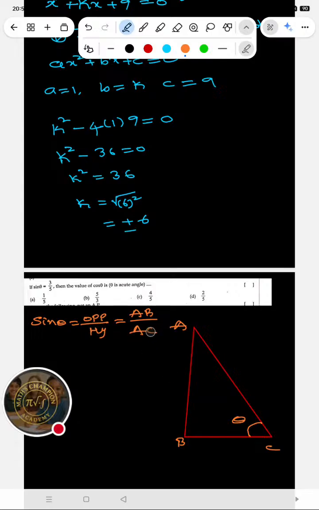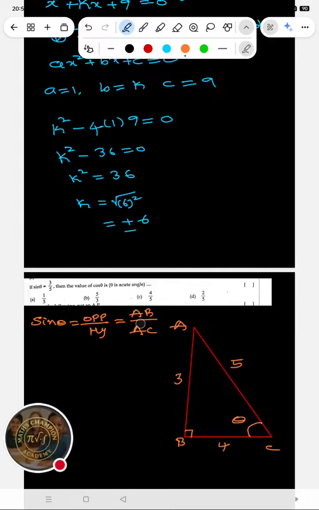So sin theta is given. AB is 3, their ratio, and AC is 5. If it is a right angle triangle, by the Pythagoras theorem we can get the other side also. But what is he asking in this? He is asking for cos theta.